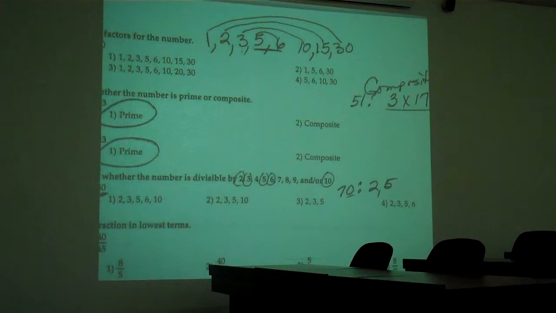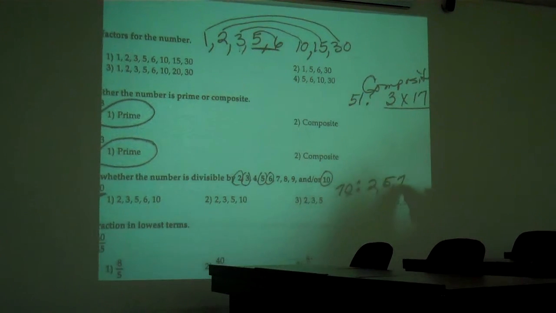What was the rule for 6? The rule for 6 is it has to divide by 2 and 3. It divides by 2 but not 3. So it's not going to divide by 6. How about 7? It will divide by 7. How about 8? No. 80, it's not 8 less than 80 for sure.